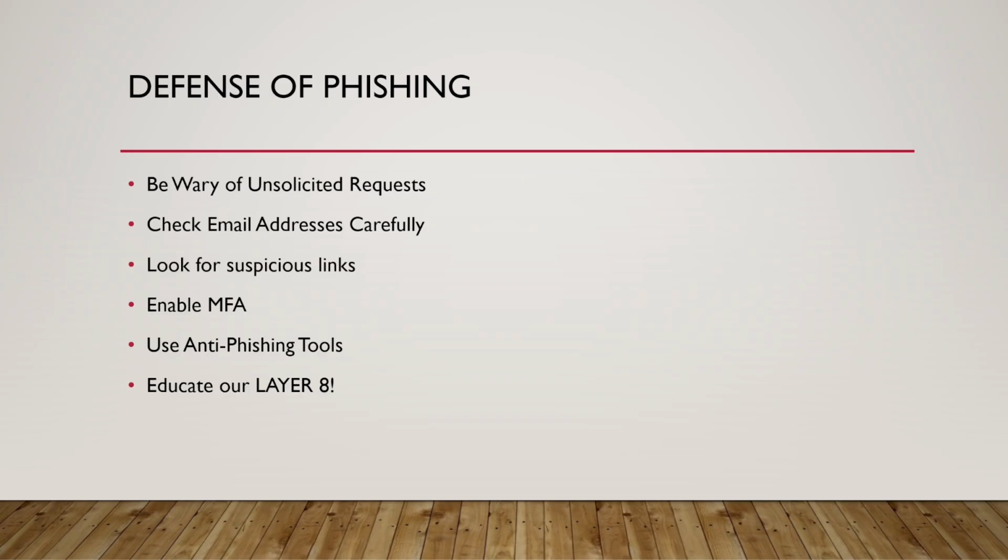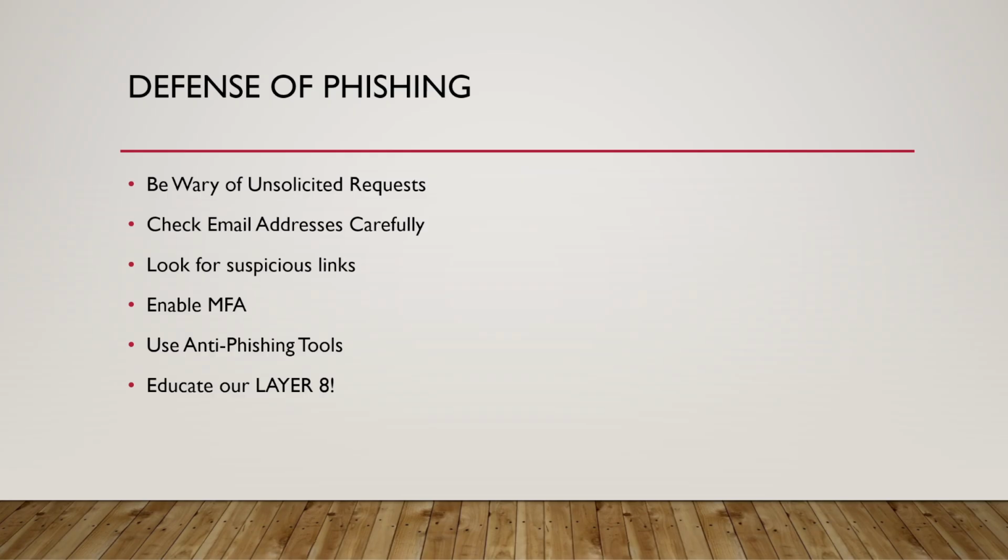So how do we defend against phishing? Well, definitely be wary of unsolicited requests, just like always. We need to double check the email addresses they come from very carefully. They like to use typosquatting or things that look very similar to the real thing in their email addresses. We need to look for links. If there's a link in there, definitely check for suspicious links. These links themselves often take you to a weird website. So if you're getting something from FedEx.com, it better be taking you to FedEx.com.